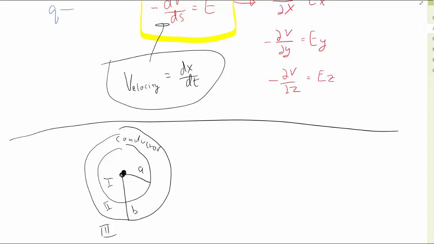You say, well, wait a minute. This problem kind of looks a little bit hard. Can you step back and do the simpler problem? Suppose there was no conductor at all. Suppose we just wanted to know what the voltage due to a point charge was.